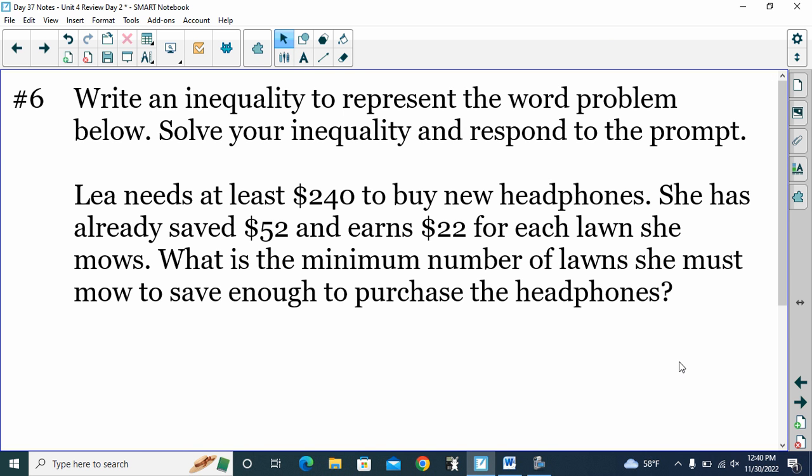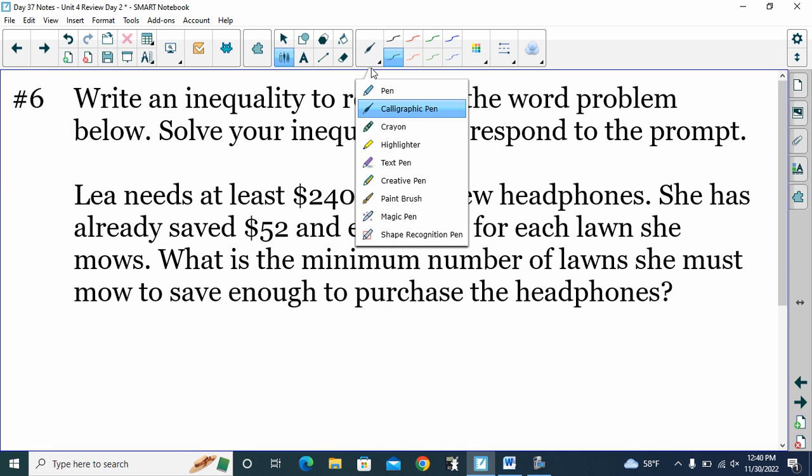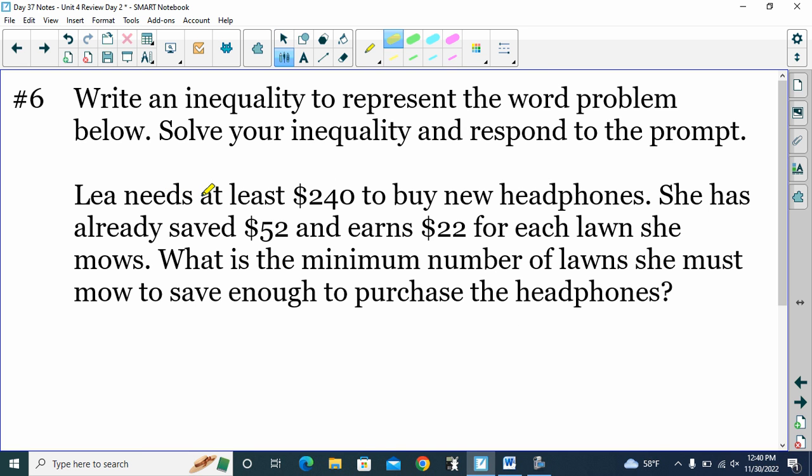Number 6, write an inequality to represent the word problem. Solve your inequality, respond to the prompt. It says Leah needs at least $240 to buy new headphones. So she wants to buy some headphones. She needs at least $240. She has already saved $52 and earns $22 for each lawn she mows.